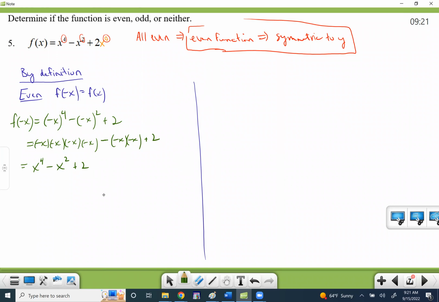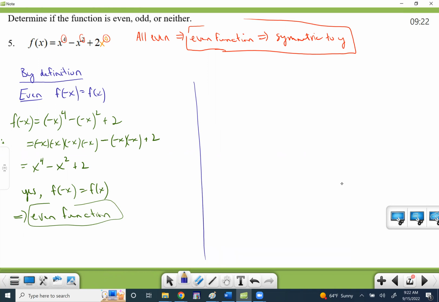That matches the original. So, I mean, our claim is, yes, f of negative x is the same as f of x, right? When we plugged in a negative x, we got the same thing as up here at the top, right? Okay, so that implies that this is going to be an even function. Matched the original.